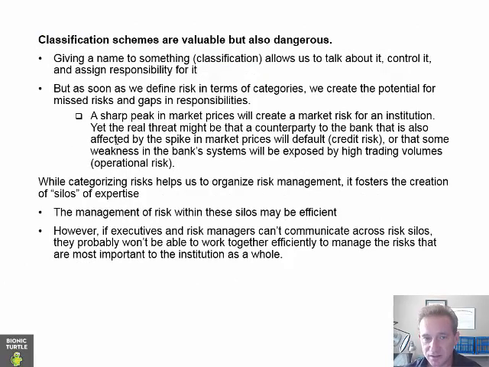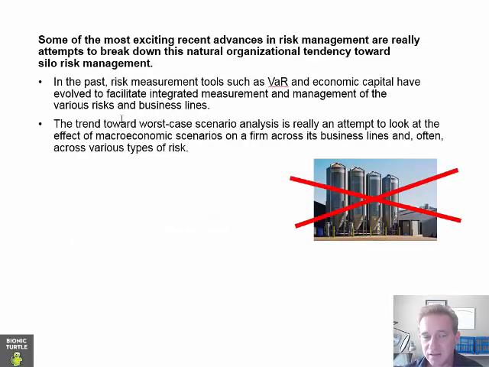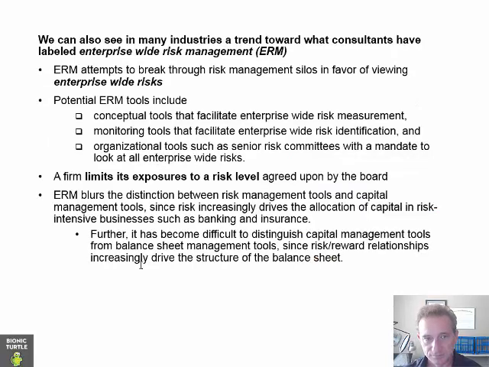And the authors just make the point that these classification schemes, or what I call typologies, are valuable but also dangerous because just because we've named it doesn't mean we really understand it. And it also promotes the creation of silos of expertise. So because we have market versus operational risk, we may have someone who specializes in one or the other, and we're already arguably promoting silo type thinking. And the authors say that some of the most recent advances in risk management are really attempts to break down this natural organizational tendency towards silos.